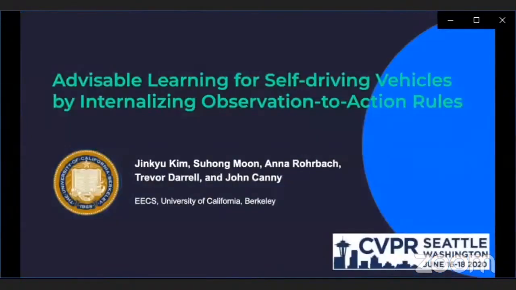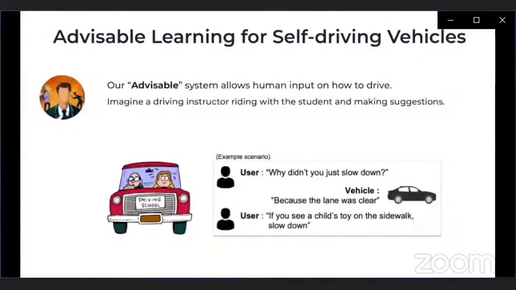Hi, this is Jinkyu Kim from UC Berkeley. Humans learn to drive through both practice and theory, for example, by studying the rules, while most self-driving systems are limited to the former. Being able to incorporate human knowledge of typical causal driving behavior should benefit autonomous systems.